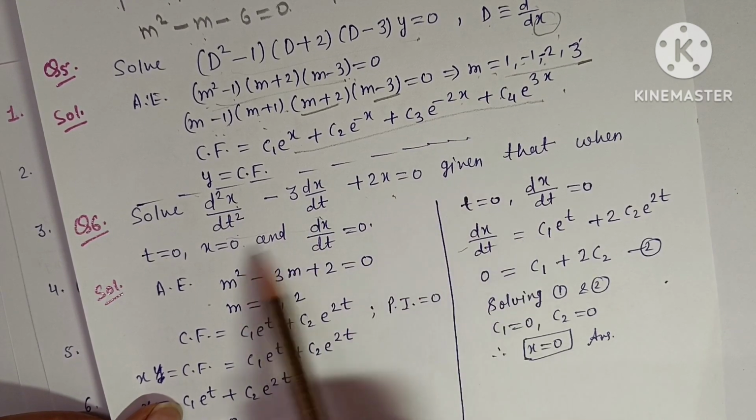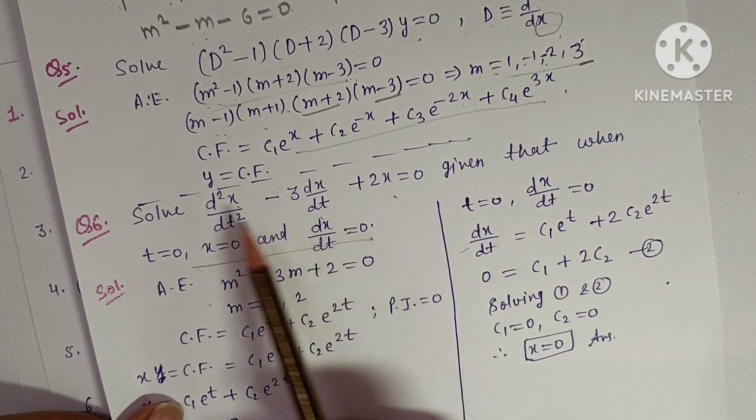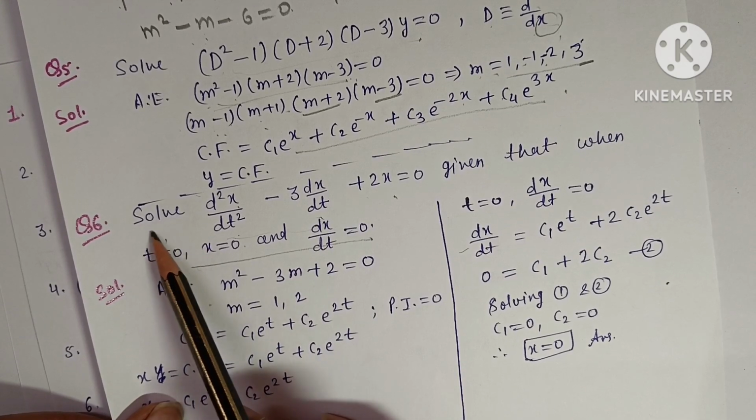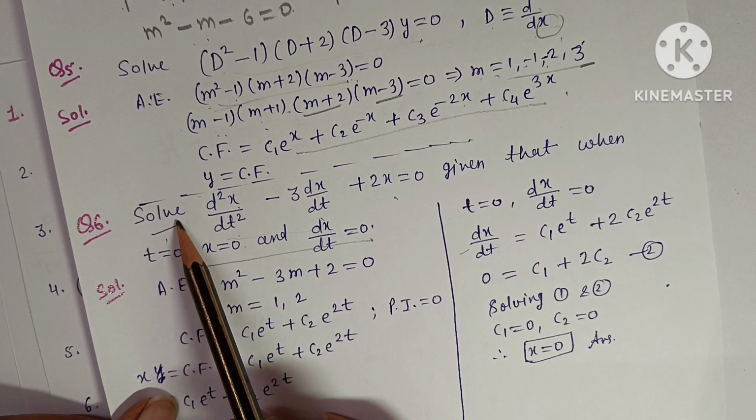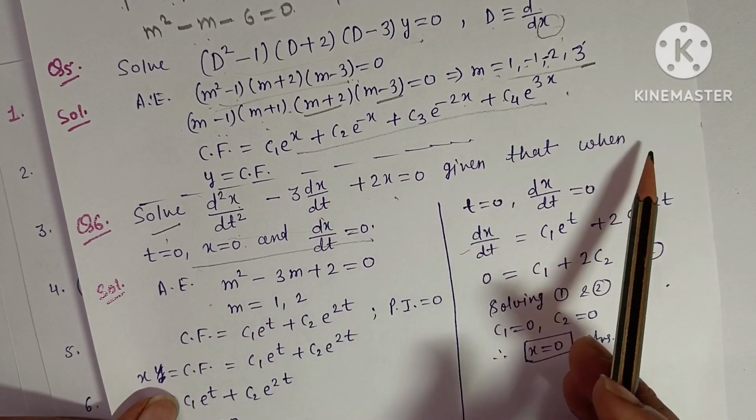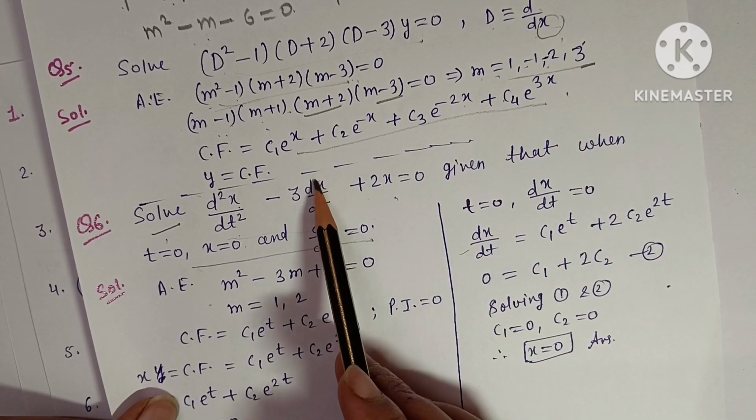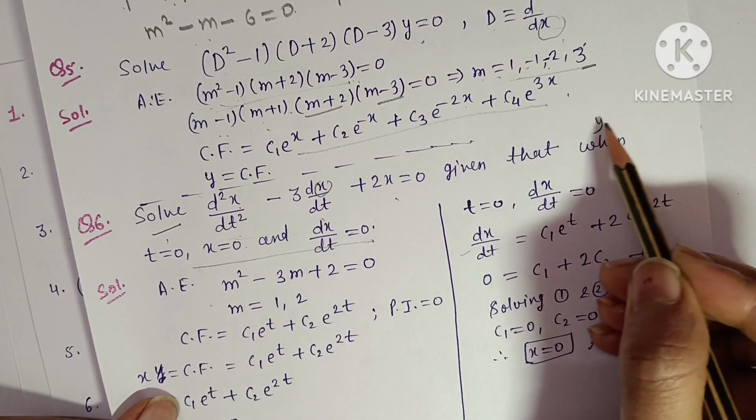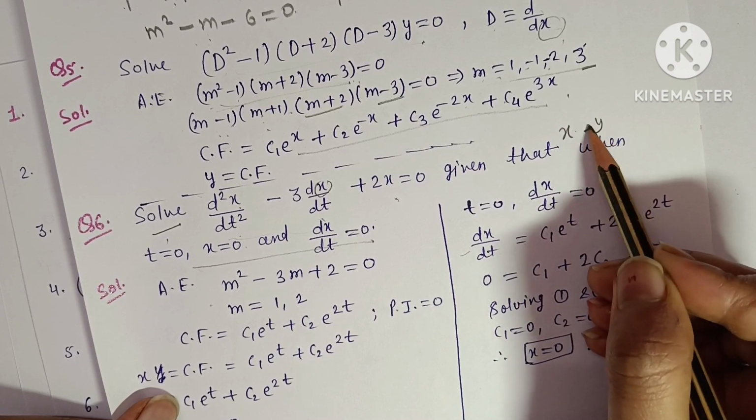and one more thing is that two conditions are also given. So you have to solve this equation. When you see solve, this means you will find y equal to CF plus PI, but not y here, because here you have x. So you will write x in place of y.